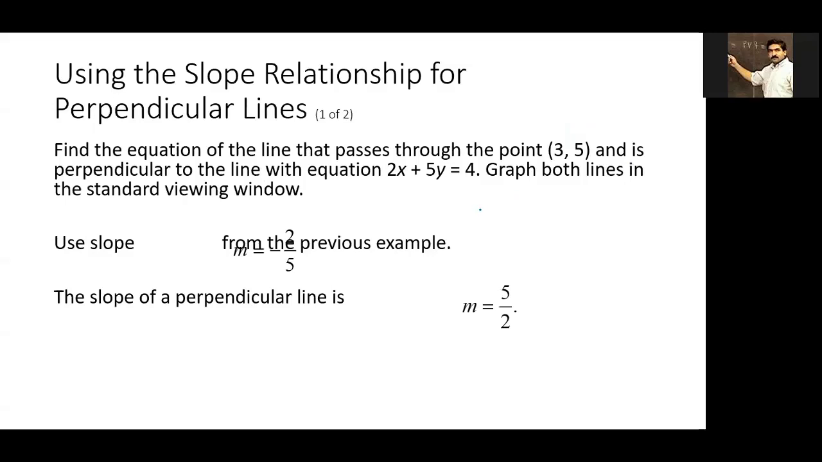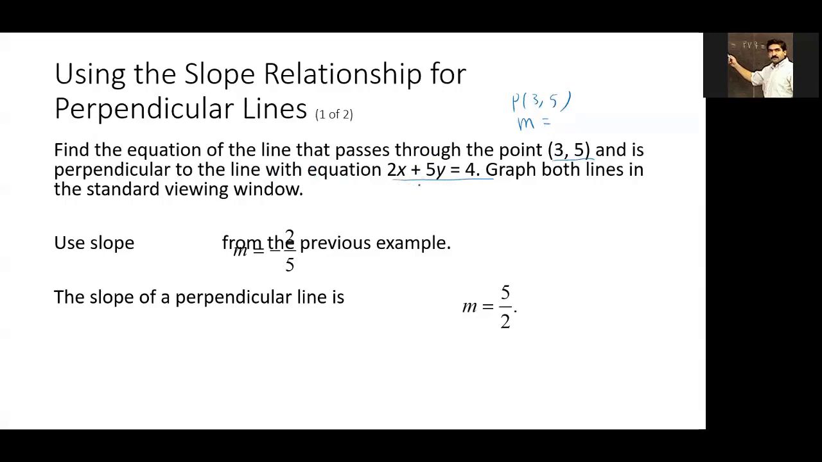Using the slope relationship for perpendicular lines, find the equation of the line that passes through the point (3, 5) and is perpendicular to the line 2x plus 5y is equal to 4. So I know one point. That's what I need to write the equation of the line. Now I also need the slope. However, I don't know the slope. I have a reference line. If I find the slope of my reference line, then I can find the slope of my line.